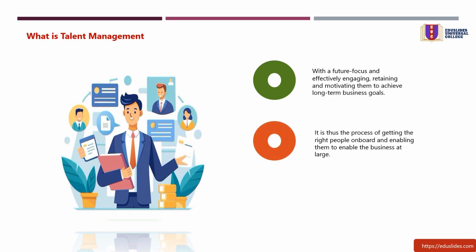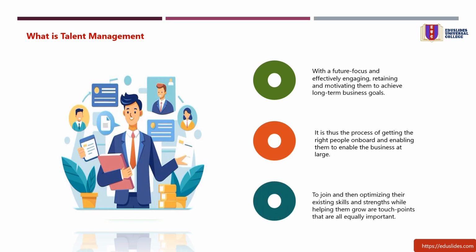It is thus the process of getting the right people on board and enabling them to enable the business at large. Under the umbrella of talent management, there are a string of elements and sub-processes that need to work in unison to ensure the success of the organization. For example, analyzing the right talent gaps for the present and the future, identifying the right talent pools and best fit candidates, getting them to join and then optimizing their existing skills and strengths while helping them grow are touchpoints that are all equally important. They support each other and the whole structure would crumble even if one sub-process fell out of sync.